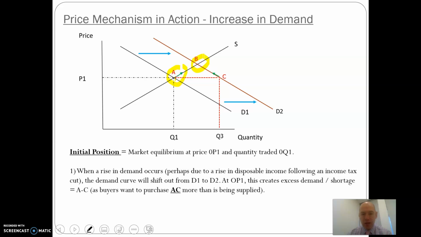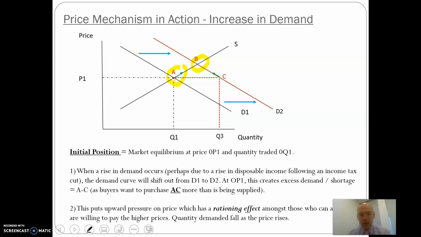Now the market is going to move along its new demand curve D2 and along the supply curve to eliminate this. This excess demand puts upward pressure on price, which rations the good amongst those who can afford it. As the price goes up, only consumers who can afford it and are willing to pay the higher prices will get the goods. Quantity demanded will contract, will fall as the price rises.